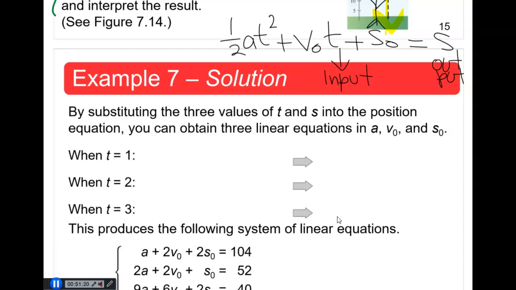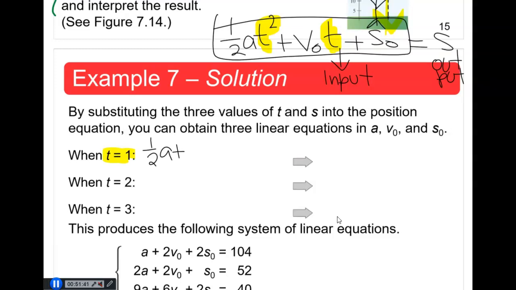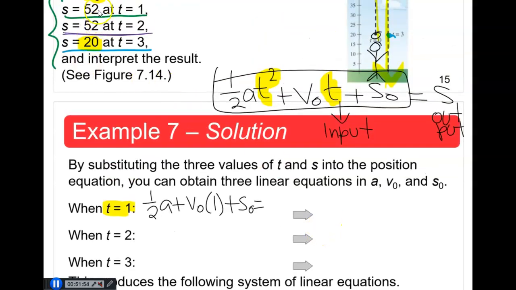So we copy this model here, and it says that we have 1/2, and then A, and then T. We're going to be substituting T with the number provided to us. In this case, it is going to be a 1. So we're going to have plus V sub 0 times 1, and then plus S sub 0, and then the height, as you could see here, is 52. So we write 52 here.